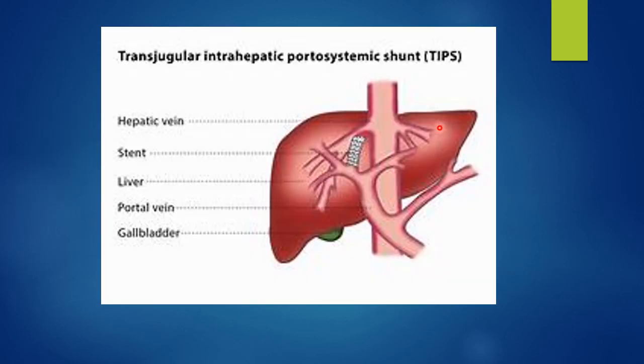This diagram shows you the shunt between the portal vein and the systemic vein. So a prosthetic shunt is created endoscopically, and this will reduce the pressure from the portal veins, thereby decompressing the varices, thereby reducing its bleeding.